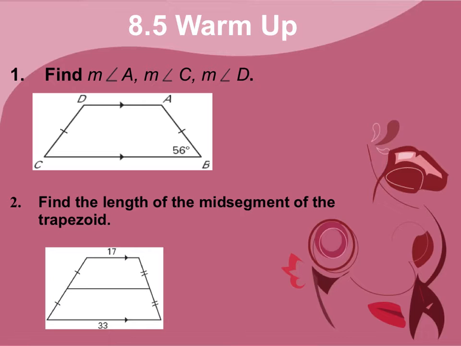If it's an isosceles trapezoid, then it has congruent legs, right? The bases are those parallel sides, which in this case, this would be a base, this would be a base. These are called legs. And if the legs are congruent, then it's an isosceles trapezoid. And if it's isosceles, then the base angles are congruent, right? And also diagonals are congruent. So we know two things about the isosceles trapezoid.